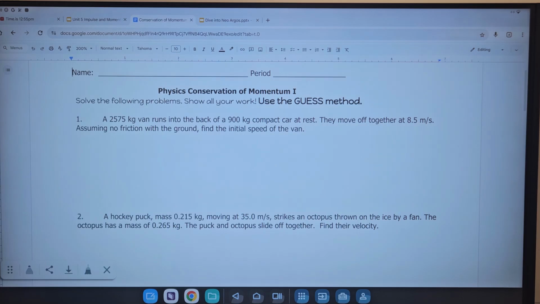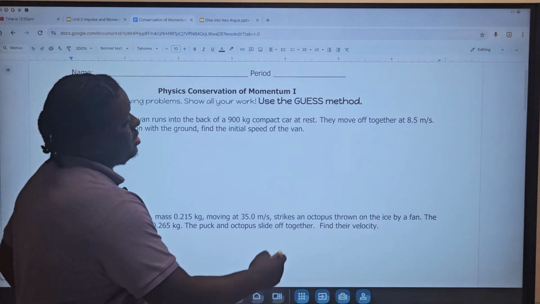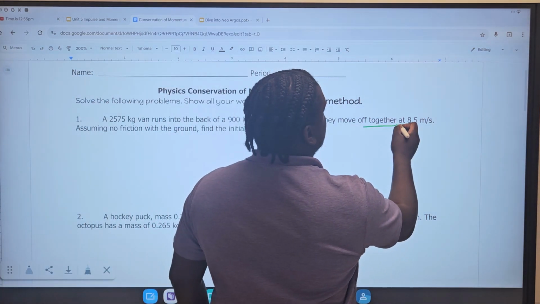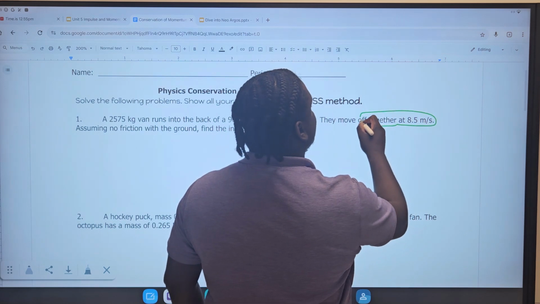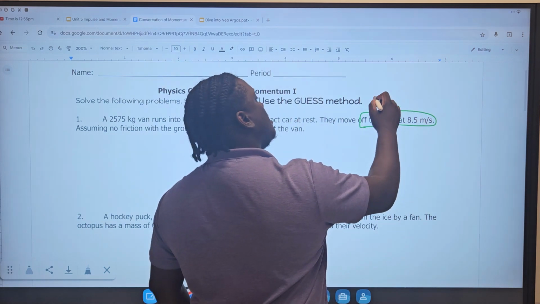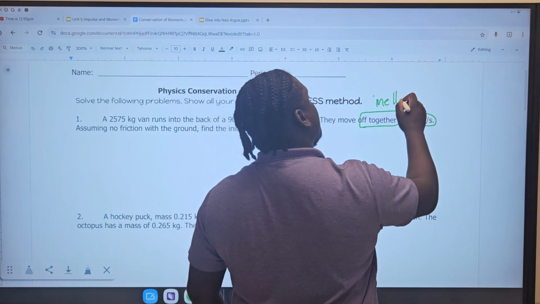Once you recognize that it is a collision, what you're going to do is split your question into before and after the collision. Now, if you have Desmos, there's arguably an easier way to get through these problems. It just depends on your comfortability. For example, this collision says they move off together, which ensures that this is an inelastic collision.